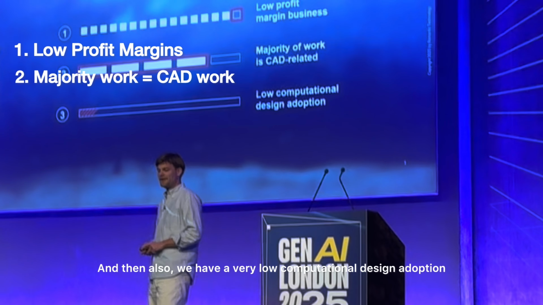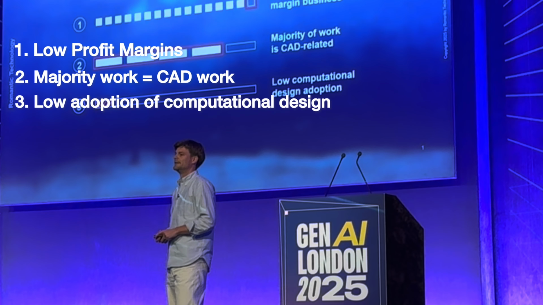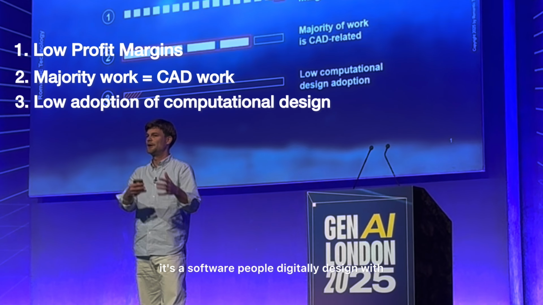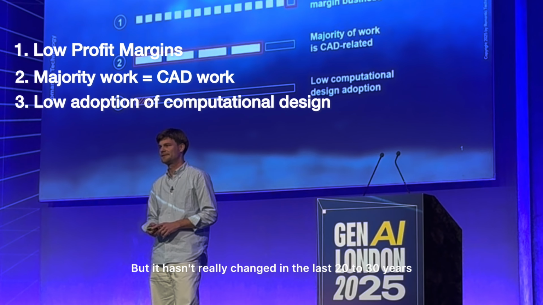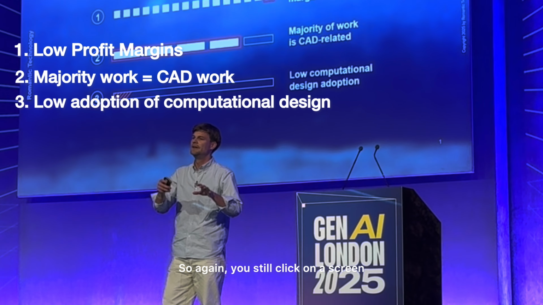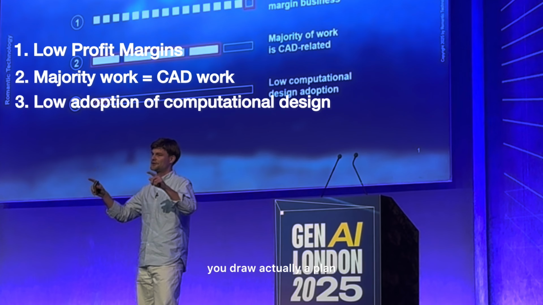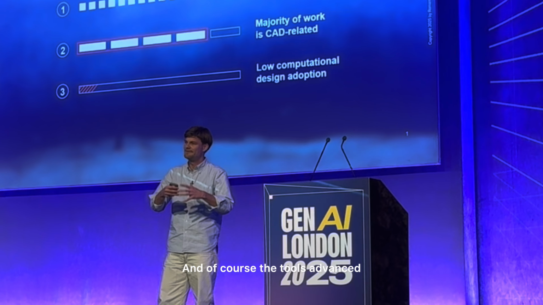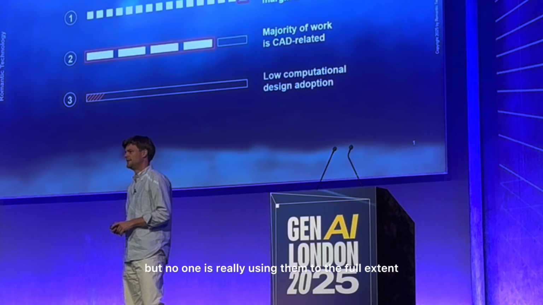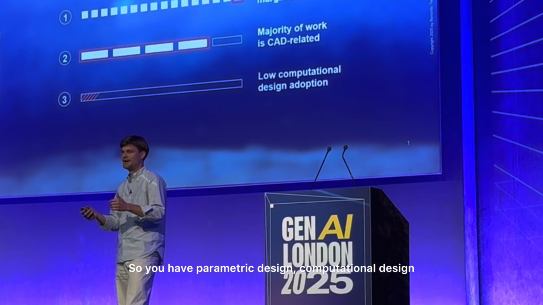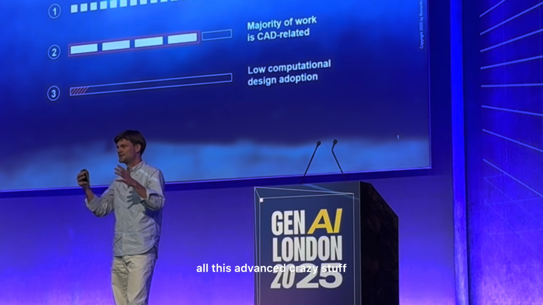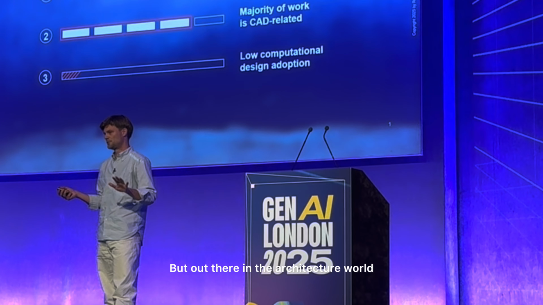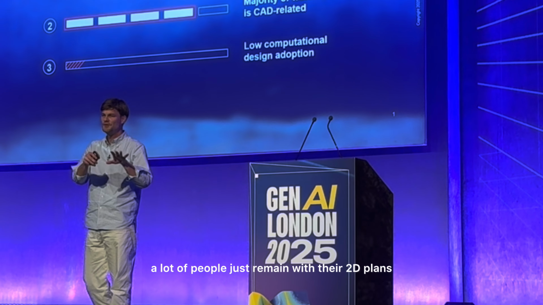And then also, we have a very low computational design adoption. How come, right? Yes, we have CAD, the software people digitally design with, but it hasn't really changed in the last 20 to 30 years. You still click on a screen, you draw a plan, or you model a 3D model. Of course, the tools advanced, but no one's really using them to the full extent. You have parametric design, computational design, all this advanced crazy stuff that we've also seen from the bigger offices here. But out there in the architecture world, a lot of people just remain with their 2D plans and stuff like that.